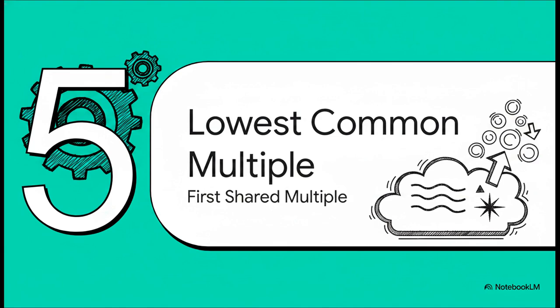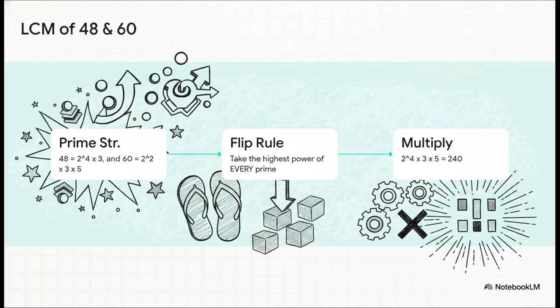Now let's flip the script in Part 5, the lowest common multiple. If the HCF is all about what goes into the numbers, the LCM is about what the numbers go into. It is the smallest number that both of our original numbers can divide into cleanly. In other words, it's the very first number that pops up in both of their times tables. To find the LCM using our precision prime tool, we actually flip the HCF rule completely upside down.